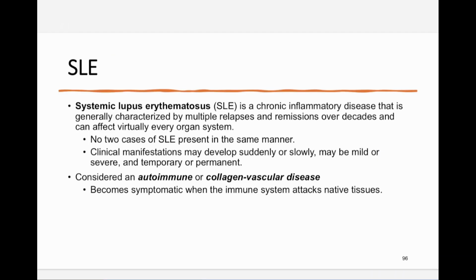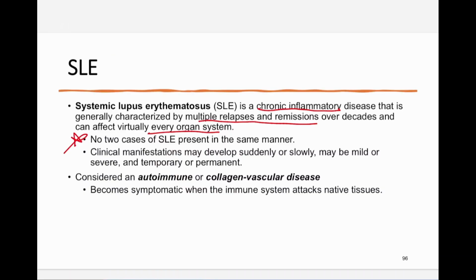So lupus is the first one. Chronic inflammatory disease, okay? Multiple relapses and remissions, so they get better, then they get worse, and they get better, then they get worse. Can affect virtually every organ system. As I mentioned before, they get type 2 or type 3. They can get a mixture of the two. But remember, these are immune complexes, antigen-antibody complexes. Wherever they get lodged in the tissue is where they're going to have their effects. That's why no two cases are similar, because we don't know where these complexes are going to get lodged in the tissue.